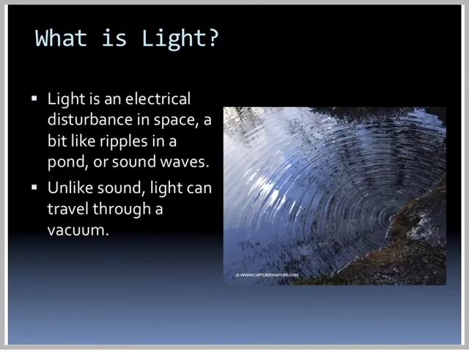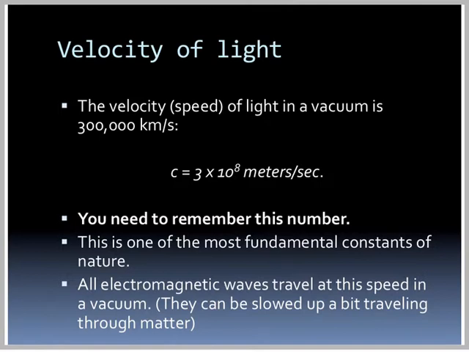So what is light? Light is an electrical disturbance in space, a bit like ripples in a pond or sound waves. Unlike sound, though, light can travel through a vacuum. The velocity or speed of light in a vacuum is 300,000 kilometers per second, or 3 times 10 to the 8th meters per second. You need to remember this number. It's one of the most fundamental constants in nature. All electromagnetic waves travel at this speed in a vacuum. They can be slowed up a little bit when traveling through matter, but in a vacuum they all travel at the same speed.